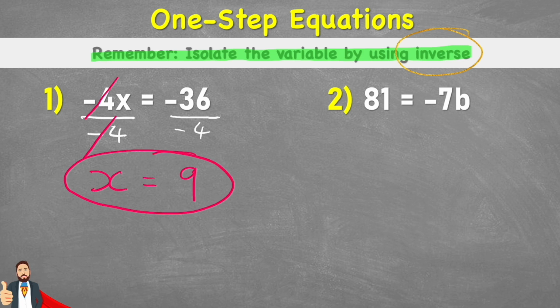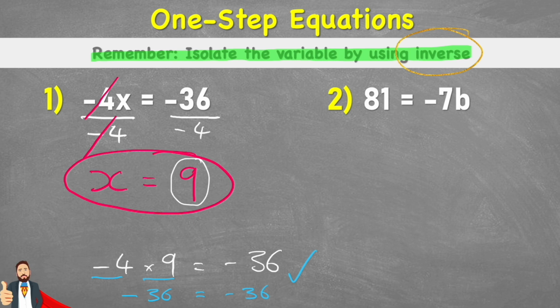Now I can double check that by starting the equation again, but putting 9 instead of my x. Negative 4 times 9 equals negative 36. So let's now begin to solve. Negative 4 times 9 equals negative 36. And negative 36 obviously equals negative 36. Therefore, our equation and our answer works.